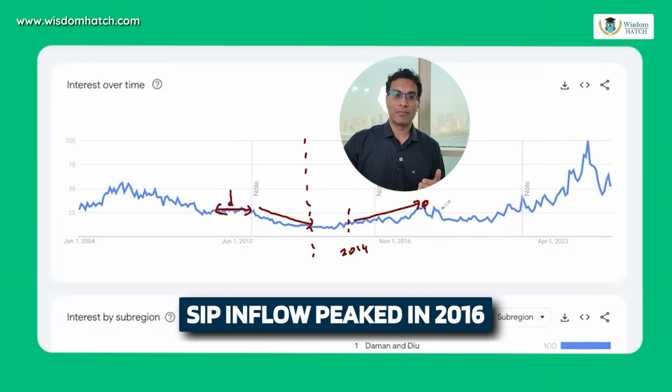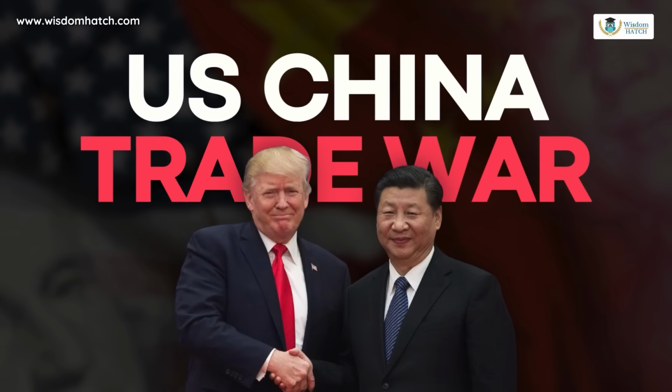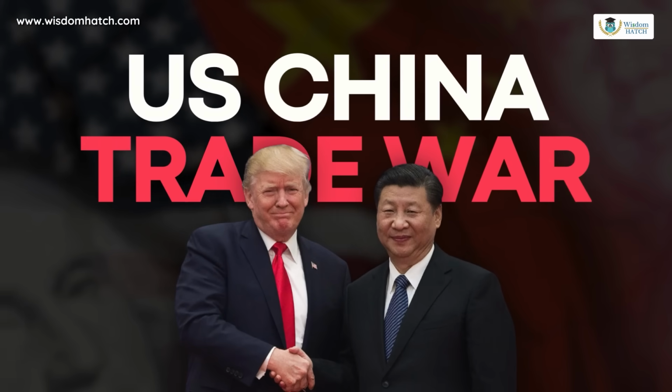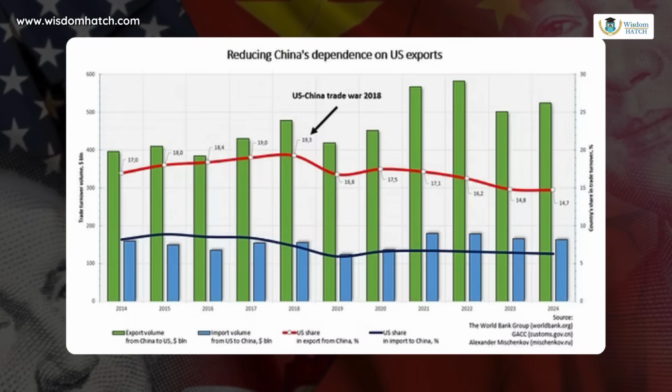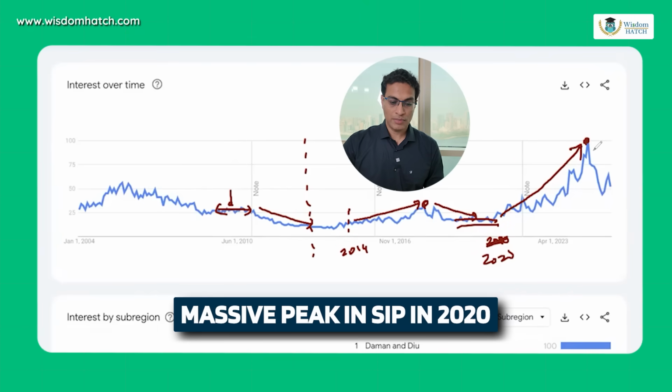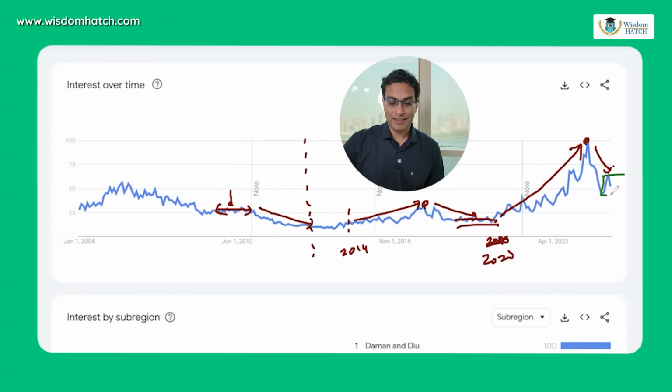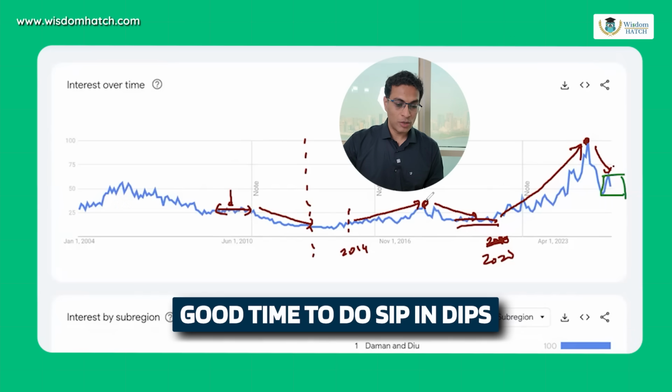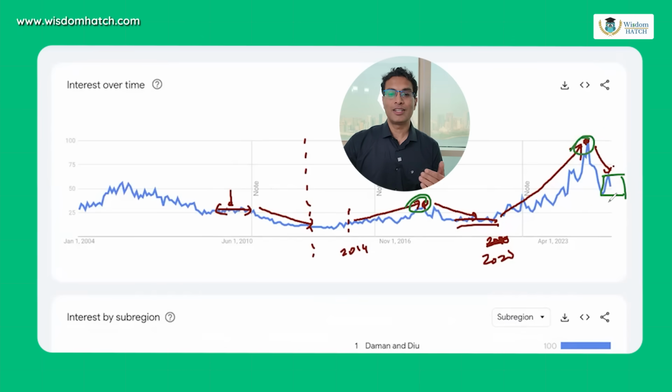And then there was a correction because of the US-China trade war that happened in 2016. So then the SIP interest died down here, okay? Then from 2020 onwards, there was a massive spike in SIPs, right? So here is the peak which was made, and then there has been a massive drop. So what is a good time to actually do your SIPs? Well, not at the peaks. You should never run your SIPs in prominence at these points. You should primarily do it when others are not doing SIPs.